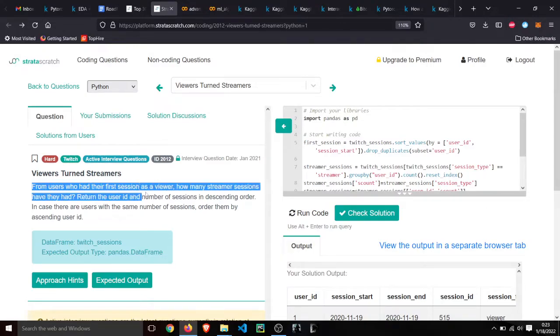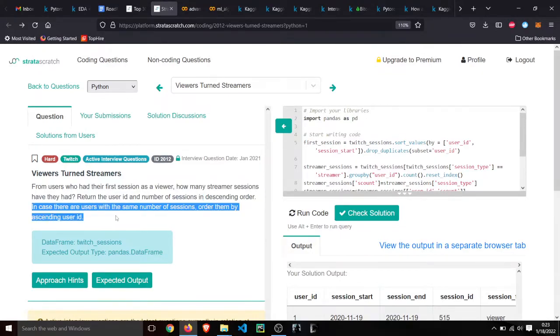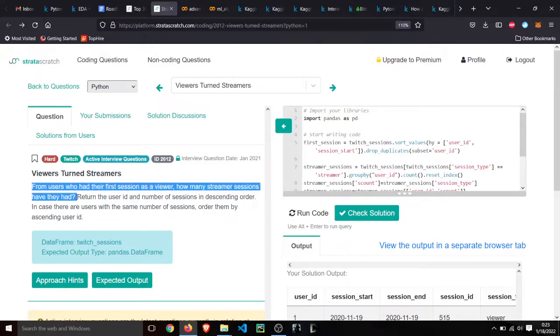From the users who had their first session as a streamer, how many streamer sessions have they had? Return the user ID and the number of sessions in descending order. In case there are users with the same number of sessions, order them by ascending ID. So essentially this is the question. From the users who had their first session as a viewer, how many streamer sessions have they had, right?